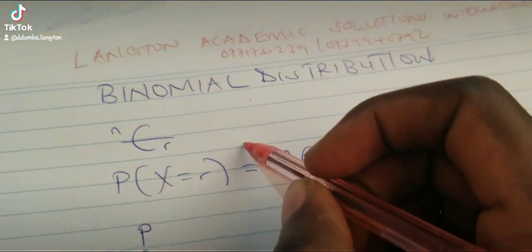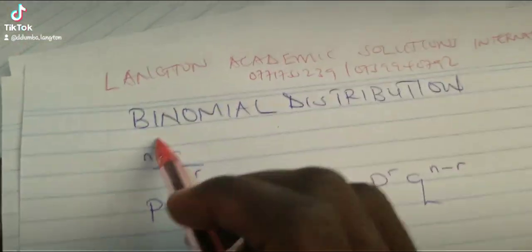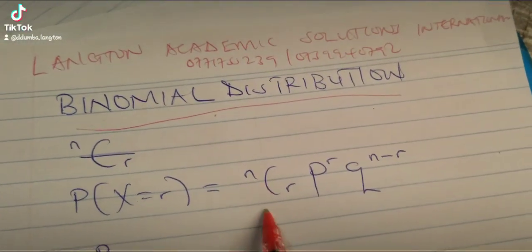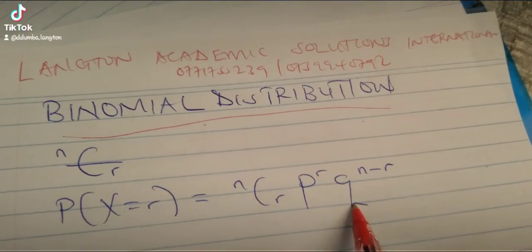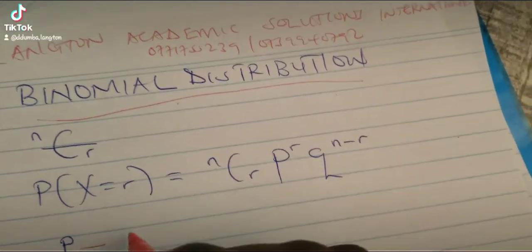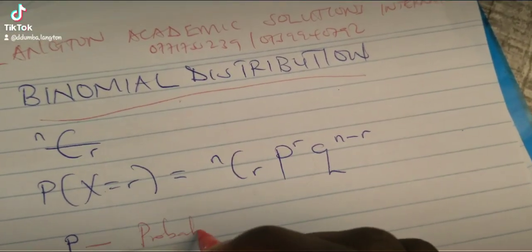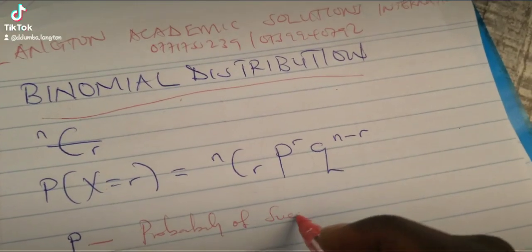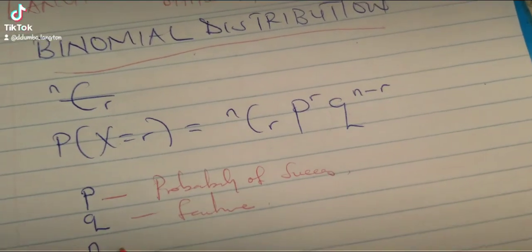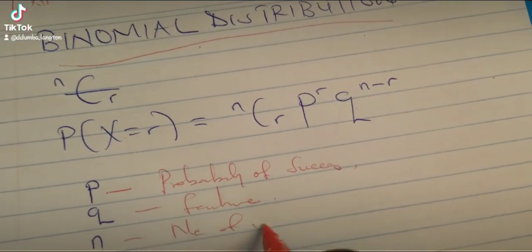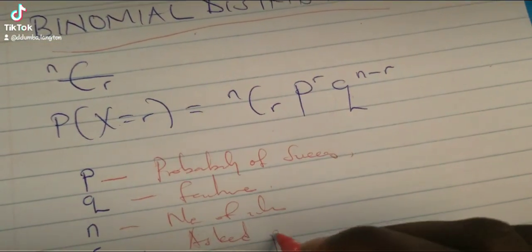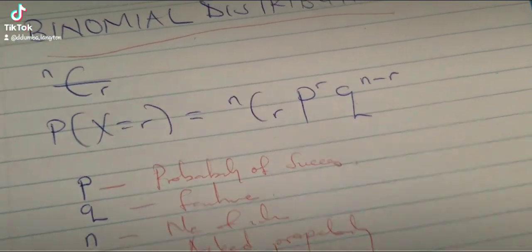Today, let's learn about binomial distribution. The formula is probability of X equals r equals nCr, p to power r, then q to power n minus r, whereby p represents the probability of success, then q, the failure, then n, the number of items to be considered, then r represents the asked probability.